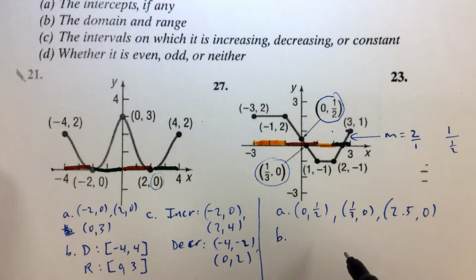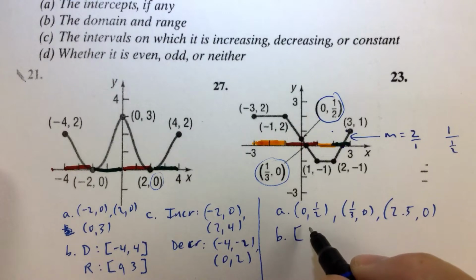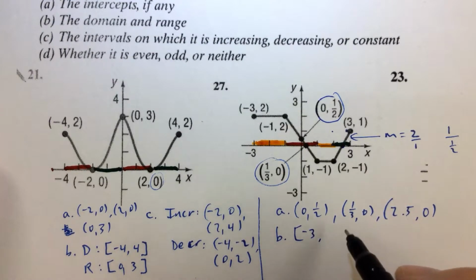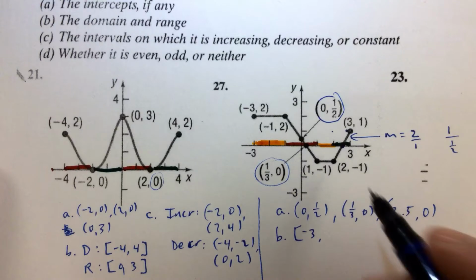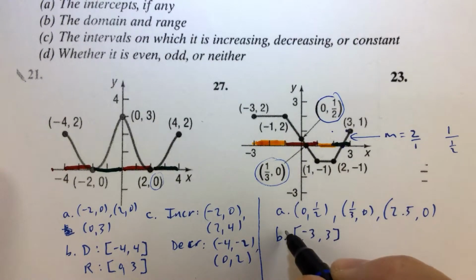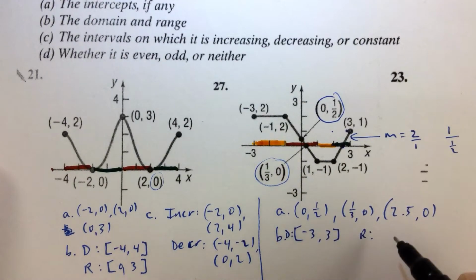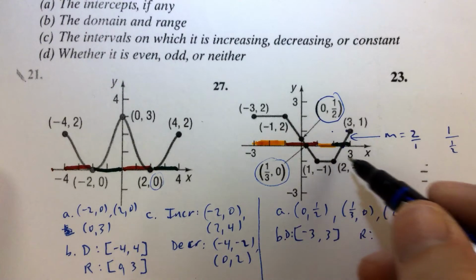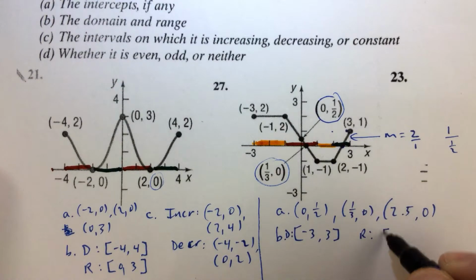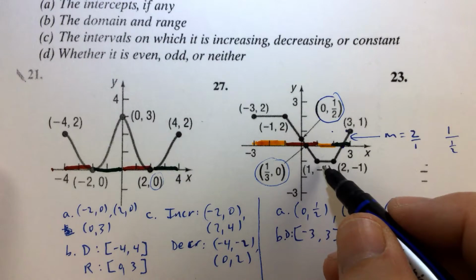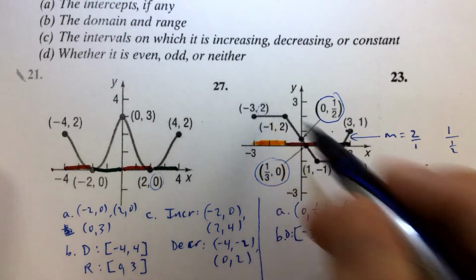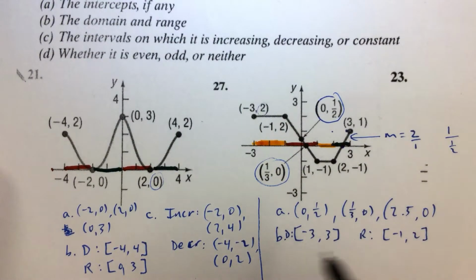Part B, the domain and range. The domain would be all real numbers x, so all the x values that are being used to graph the function, -3 all the way to 3. And that's the domain. And then the range would be, again, all the y values that are being used to graph the function. The lowest y value is -1, we can see that. And then the highest y value is 2, so the range is from -1 to 2.